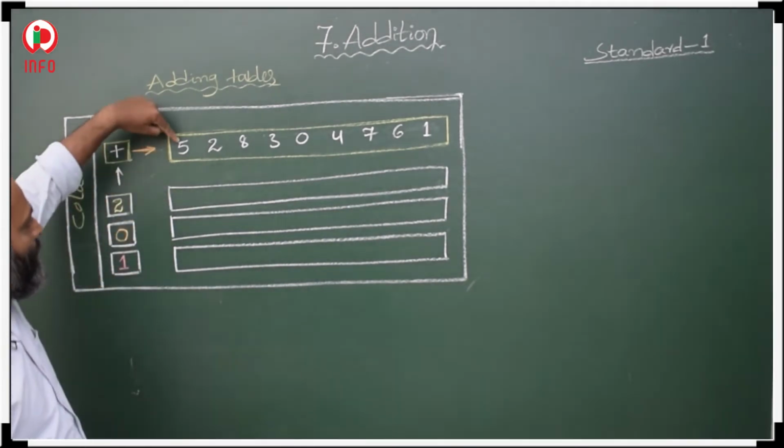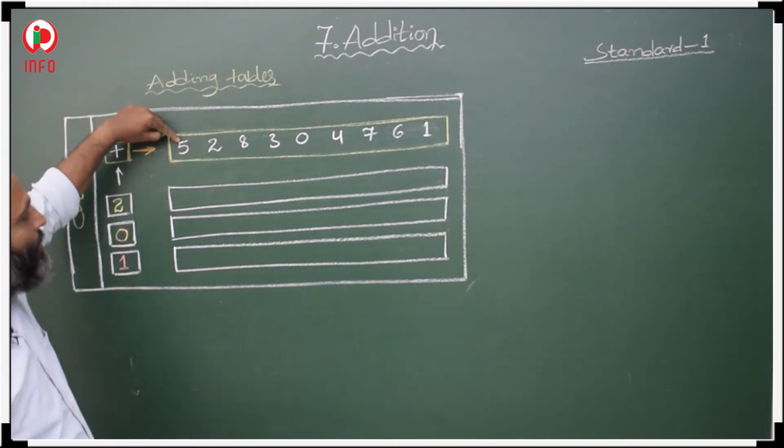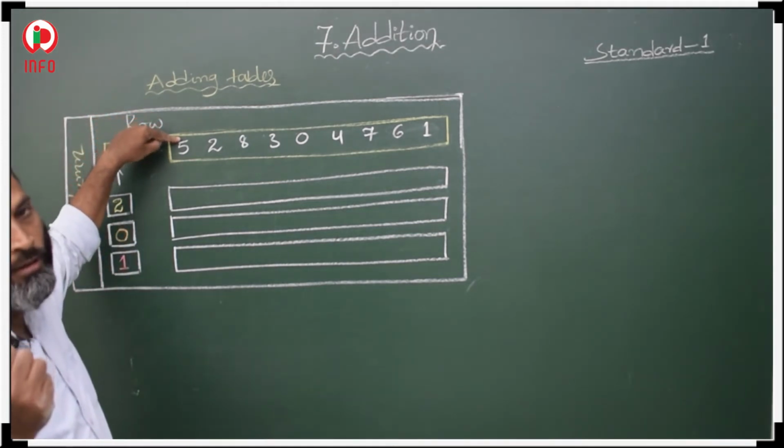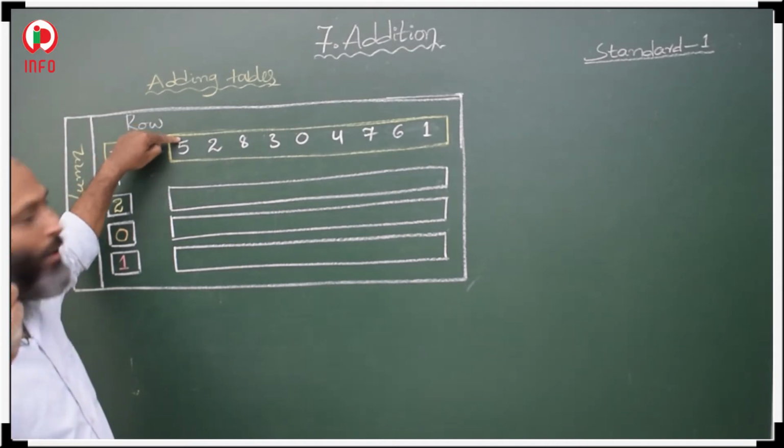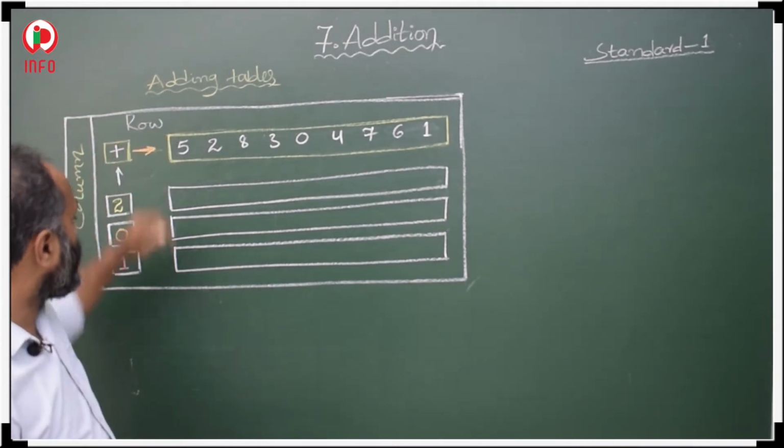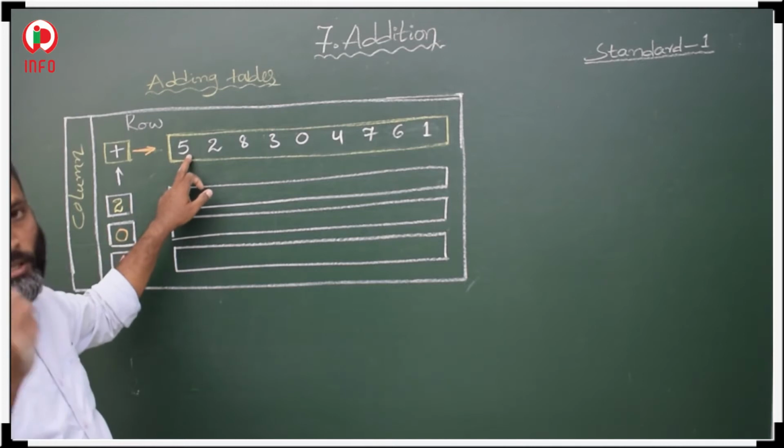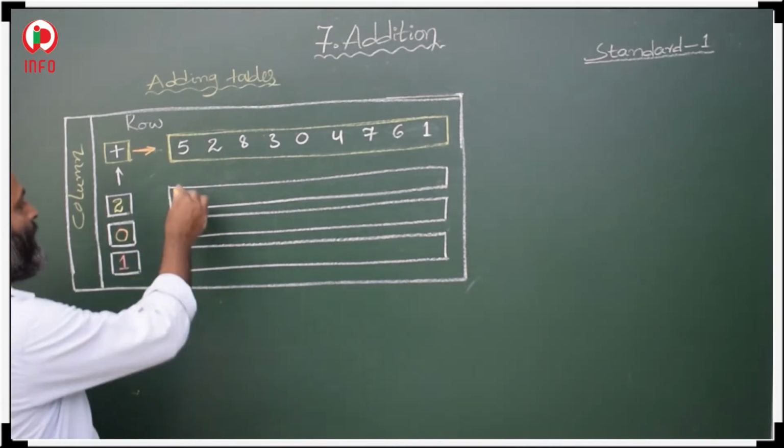First take 5. 5 is here, no. So we are going to add with 2, which means count 2 forward. 5 is there, no. After 5, we have to count 2 numbers: 6, 7. So we have to write 7.